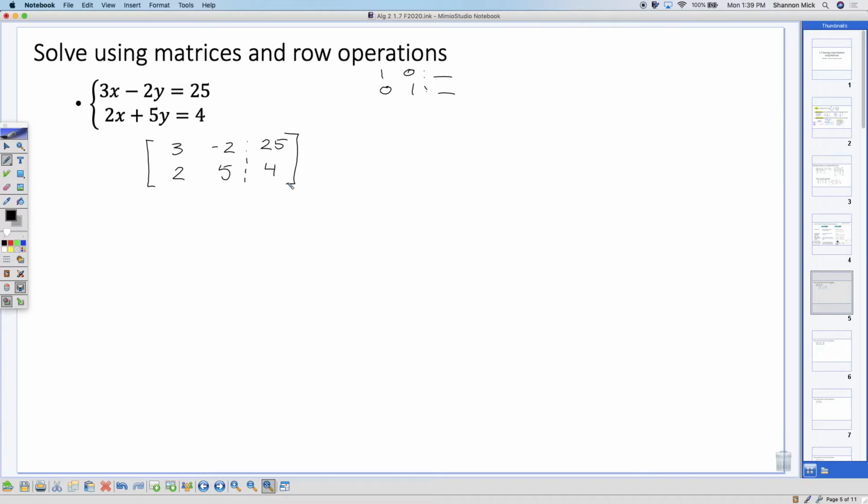So remember, I need to get rid of this 2. Now, if I could multiply one of the rows by a fraction to make the number smaller, I'd do that. So if I need that 2 to be 0, what do I have to do? Multiply it by 2. Add 2R1 plus 3R2.